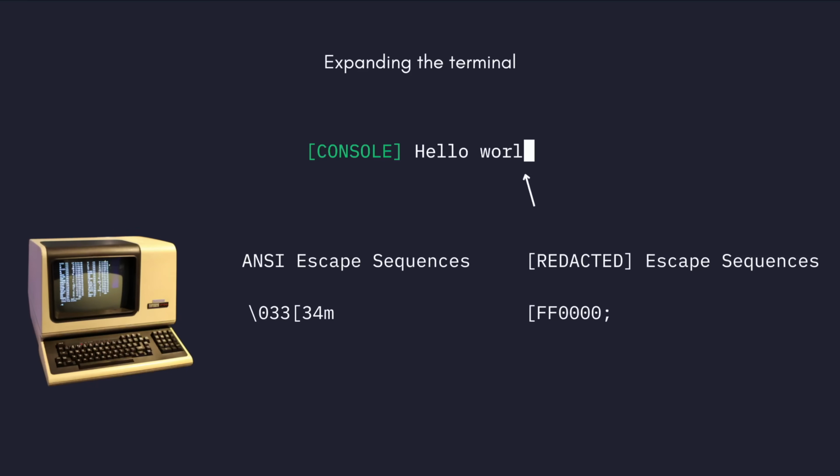After that, we have a hexadecimal number followed by a semicolon. That's how you define colors. It's pretty simple. Opening bracket, hexadecimal color, semicolon.